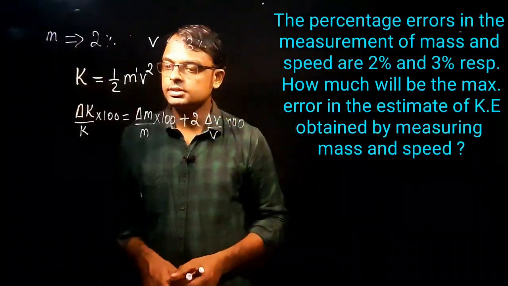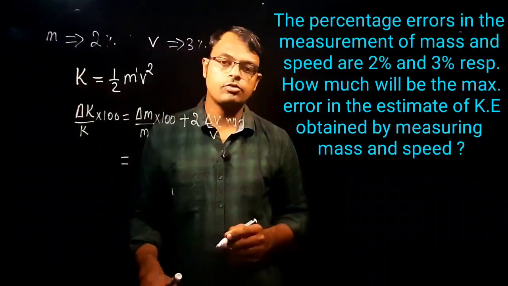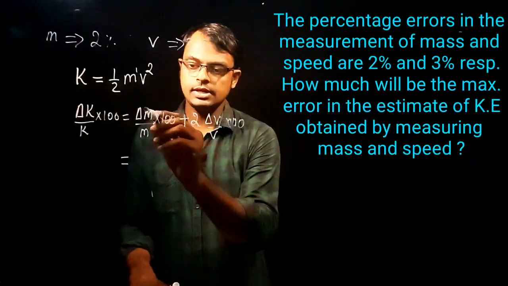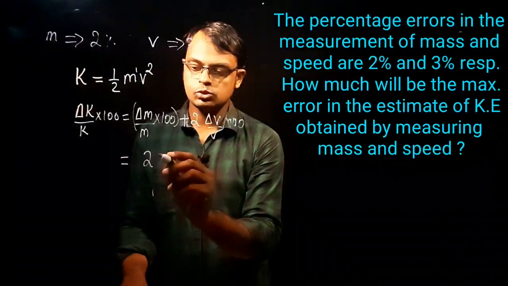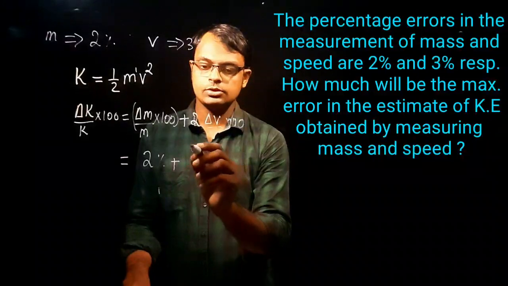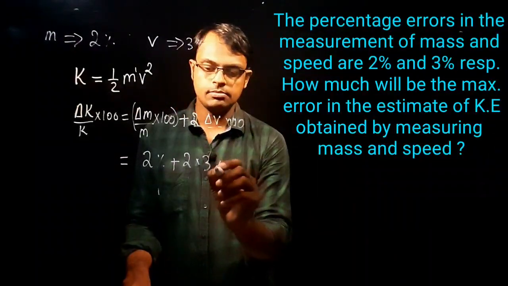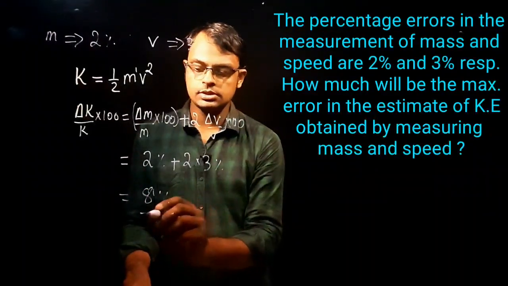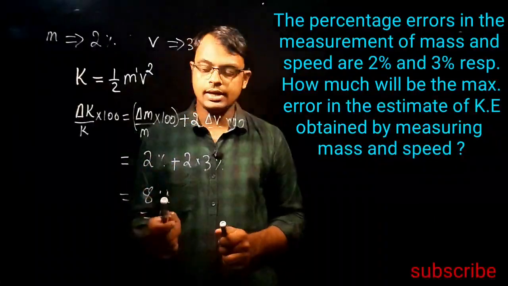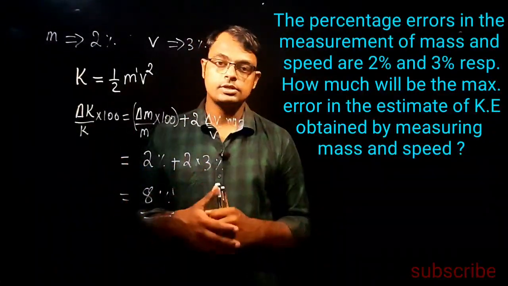So what is the final answer here? That is, the maximum possible error in the measurement of kinetic energy is, what is delta m by m into 100 is given the 2%. So answer is 2% plus 2 into what is the percentage error in speed? 3%. So what is the final answer? 8%. So this is the maximum possible error in the measurement of kinetic energy. Clear? Hope it is understood.